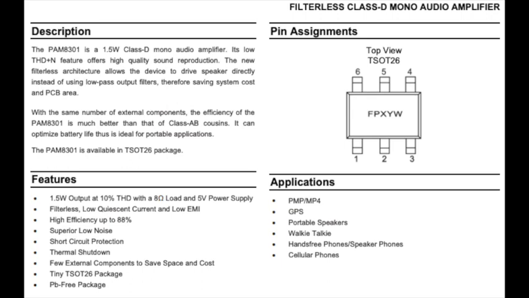The company Power Analog Microelectronics was acquired by Diodes Incorporated in September 2012 for $16 million. This datasheet we are using in the show notes is dated July 2013, which is less than a year after the acquisition. The PAM8301 is the first in the 8300 series of audio amplifiers.